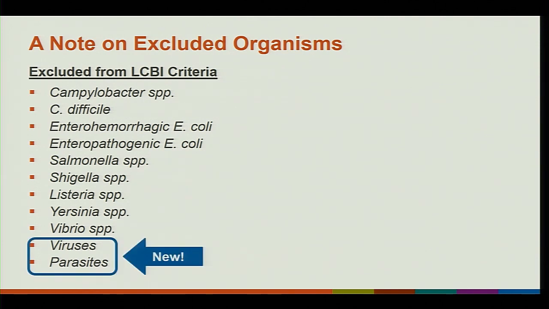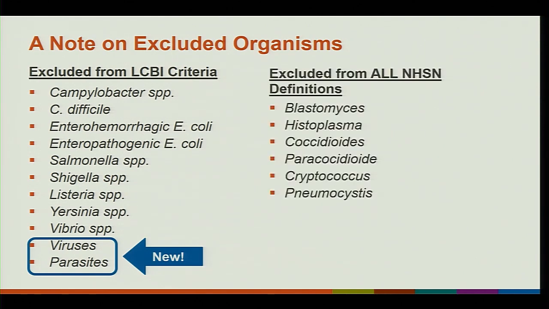New in 2019 is the removal of viruses and parasites from the LCBI definition. However, these pathogens are also eligible for use in secondary BSI determinations. Organisms in the right column are excluded from all NHSN definitions. These infections are almost always community acquired, and since they tend to have really long incubation periods, they may be incorrectly identified.